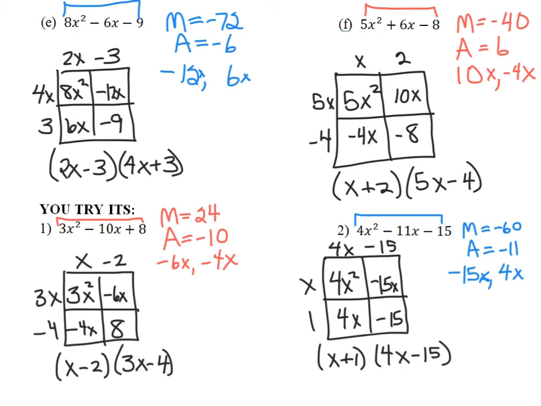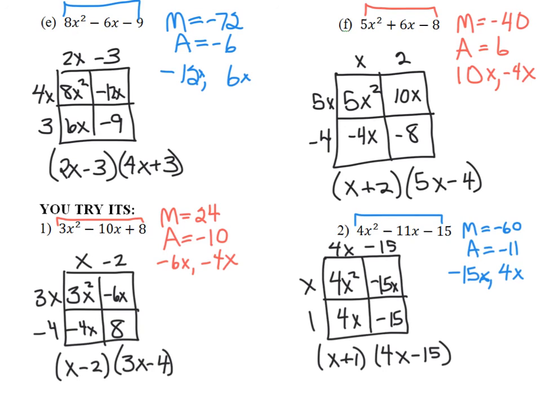For number 1, I multiplied the 3 times the 8 and got 24. I want to add to get the middle number, which is negative 10. So I'm looking for 2 numbers that multiply to 24 and add to negative 10. Since the multiply is positive, that tells me that these 2 answers have to both be the same sign. But because the add is negative, both of them should be negative. So negative 6 times negative 4 multiplies to 24, but adds to negative 10. Put an x with each of them.